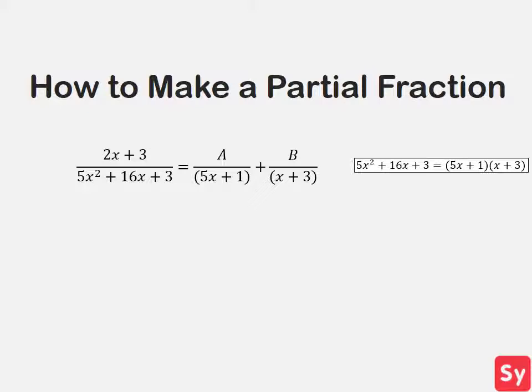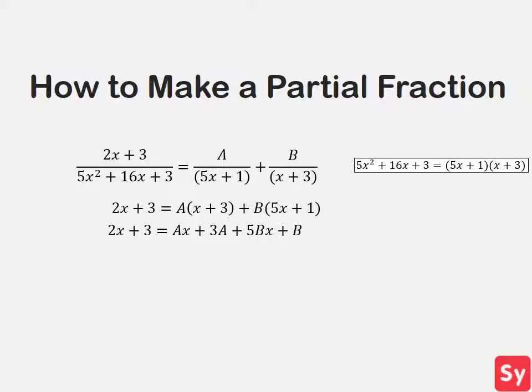Next we have to find out what a and b are. So we set the numerators equal to each other, and don't forget to multiply the numerator by the opposite denominator so they have the same denominator. We'll multiply out the function on the right side, and then we'll reorganize it and pull out the common factors. From this, we can set up a system of equations where 2 equals a plus 5b because they have a common factor of x, and 3 equals 3a plus b because they're all constants. And then you'll solve for a and b and get the answer and substitute that back into the fraction.